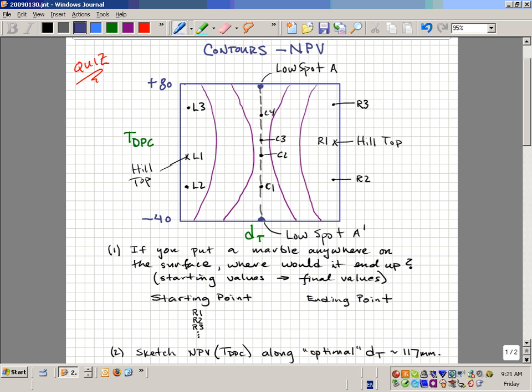The idea is that depending on where you start, depending on where you drop the marble on the edge, it will end up in a number of different places. It may or may not end up only at the two low spots. You've got a low spot A and a low spot A prime. Those are the two places we found it ending up.